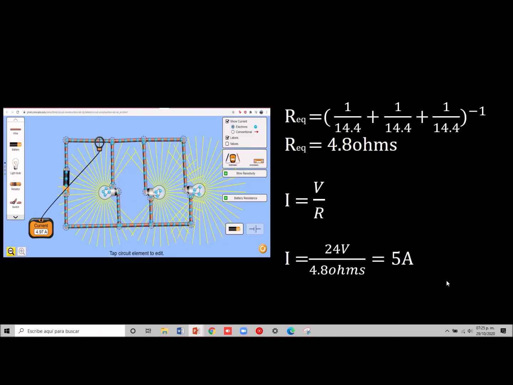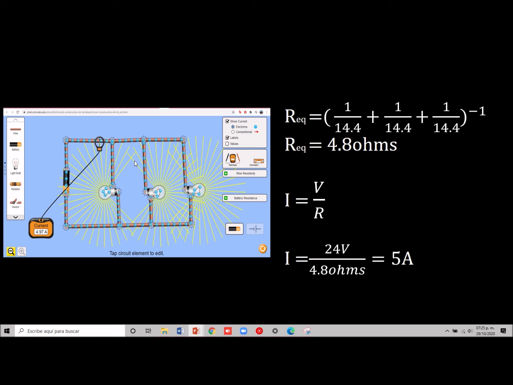So now that we got the resistance in each light bulb, well, all are the same. So we do 1 divided by 14.4 multiplied by 3, or just plus 3 times, and all these up to the minus 1, and this gives us 4.8 ohms. That is the equivalent resistance.